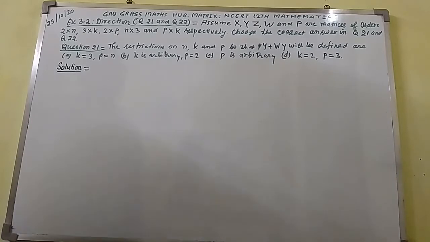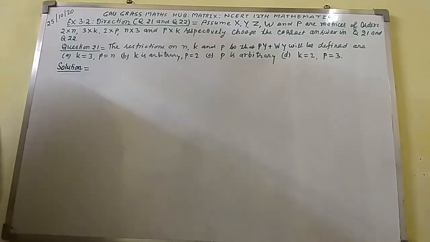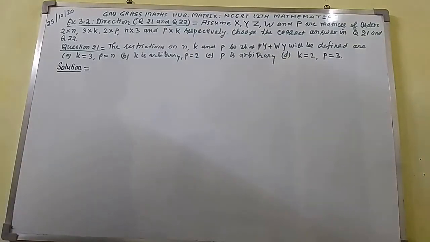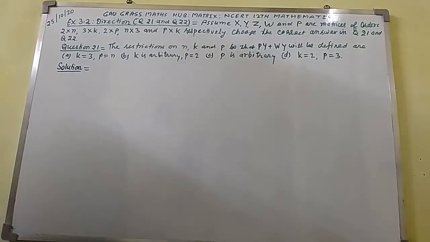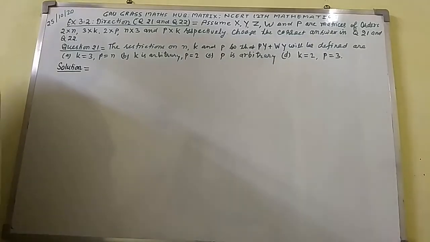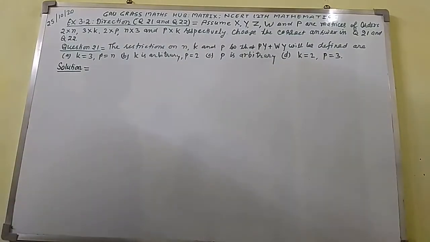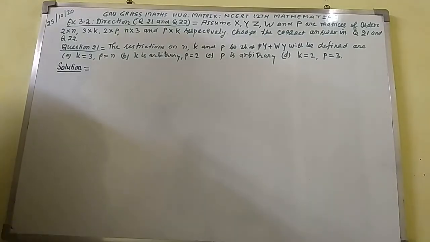Here it is written: Assume X, Y, Z, W and P are matrices of orders 2 × n, 3 × k, 2 × p, n × 3 and p × k respectively. Choose the correct answer in question number 21 and question number 22.